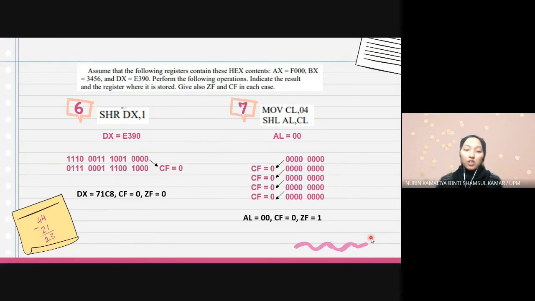Alright, for shift, how do you get carry flag? You will look at the final carry flag you get here. And as for the ZF, it's the same as previous. Look at the result. If the result is not all zeros, then the ZF equals 0. For question number 7, the result is all 0. So when the result is all 0, ZF equals 1.